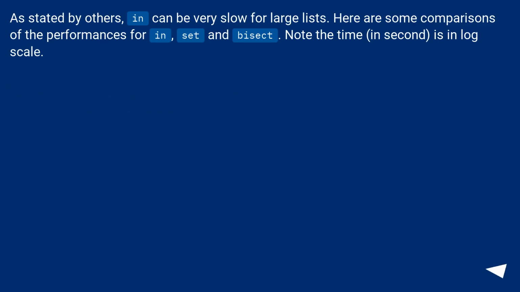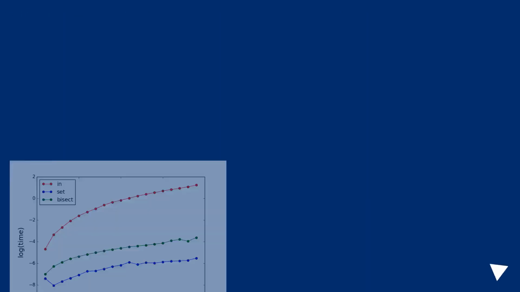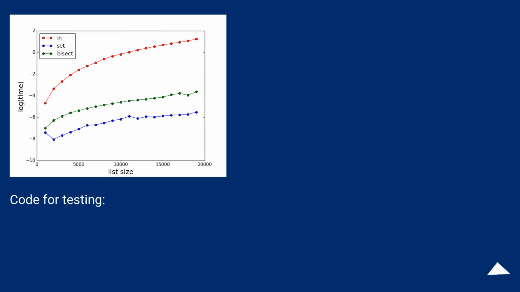As stated by others, it can be very slow for large lists. Here are some comparisons of the performances for in, set and bisect. Note the time, in seconds, is in log scale. Code for testing.